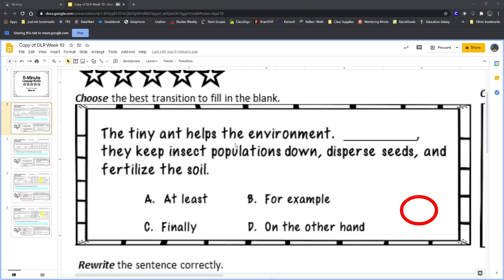Just like that. D, on the other hand, it's kind of a tricky one. When you use on the other hand, like answer choice D, what you're trying to show is like an opposite. So if you said, I really like broccoli. On the other hand, my sister hates vegetables. So when you say on the other hand, you're trying to show that you have something that's the opposite of what you just said. Yes, Kylie.